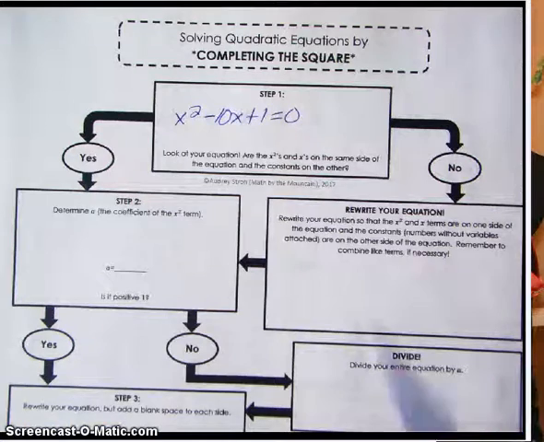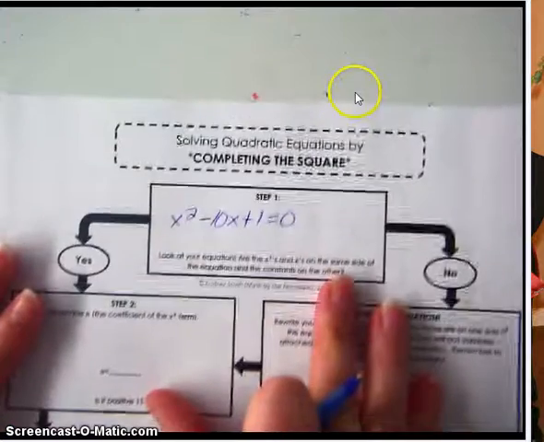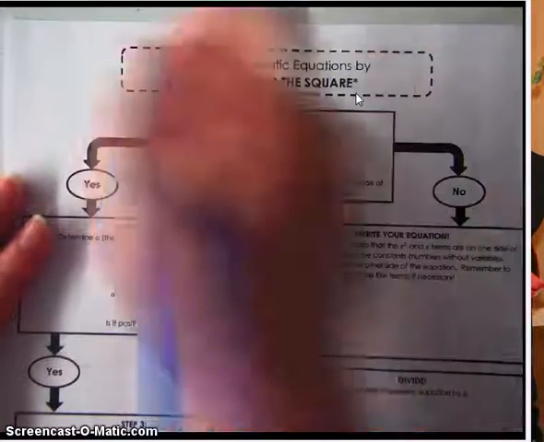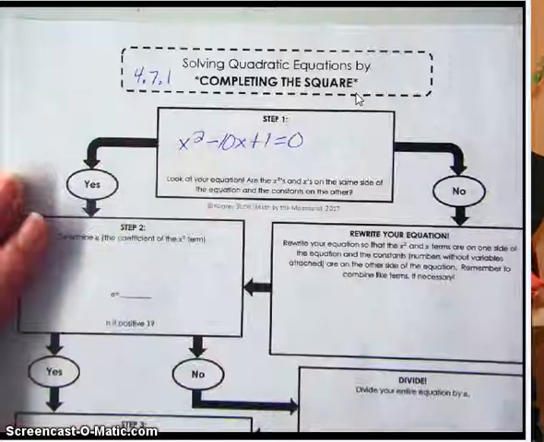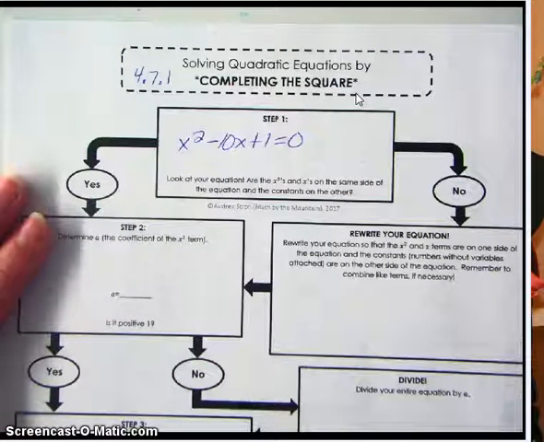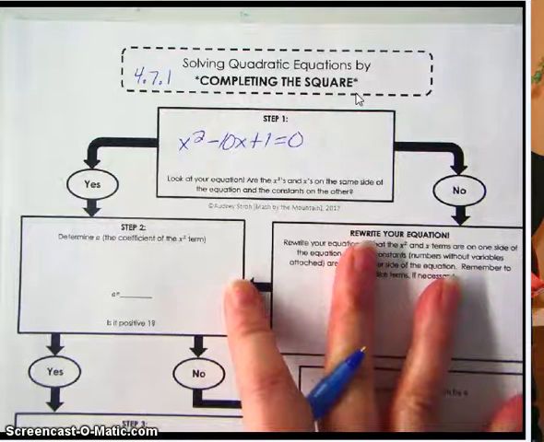This is video, oops, hold on. Completing the square, 4.7.1. You need this worksheet to take these notes. Make sure you get this worksheet from me.